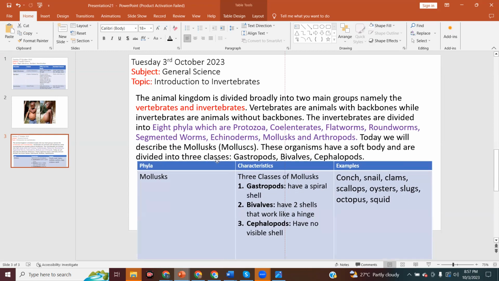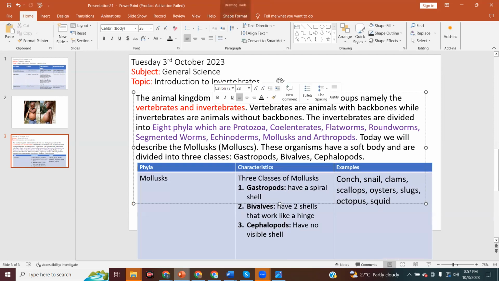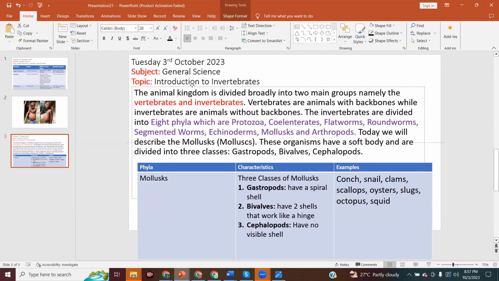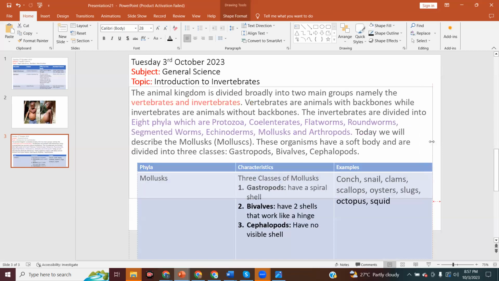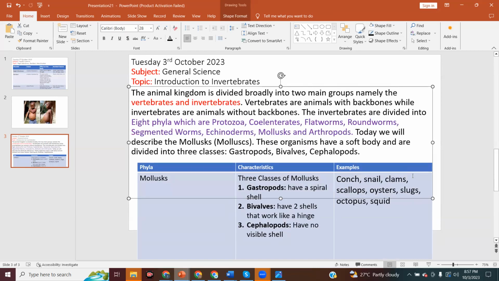All right. Our time is basically running out, so I'm not going to give you any more notes on mollusks. What I would do is, once you are finished with these notes, take a picture of it and send it to me via WhatsApp. Again, once you're finished with the notes, take a picture of it and send it to me via WhatsApp. And then after that, you can go.